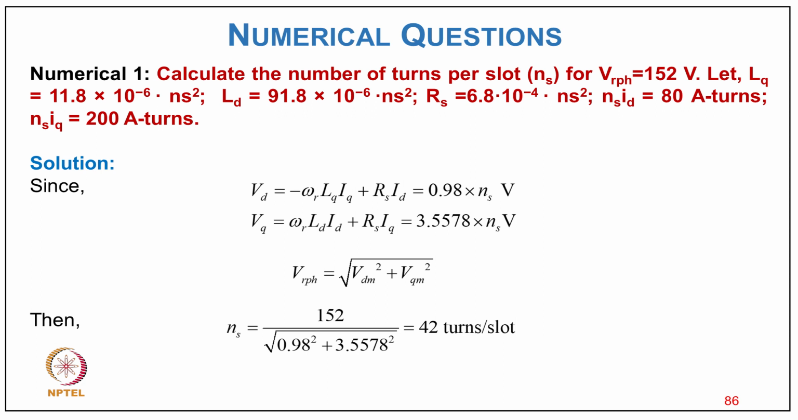So since VD equal to minus omega R LQ IQ plus RS ID, that is 0.98 NS V, and VQ equal to omega R LD ID plus RS IQ equal to 3.5578 NS V. So V phase equal to square root of VDM square plus VQM square. So NS equal to 42 turns per slot.